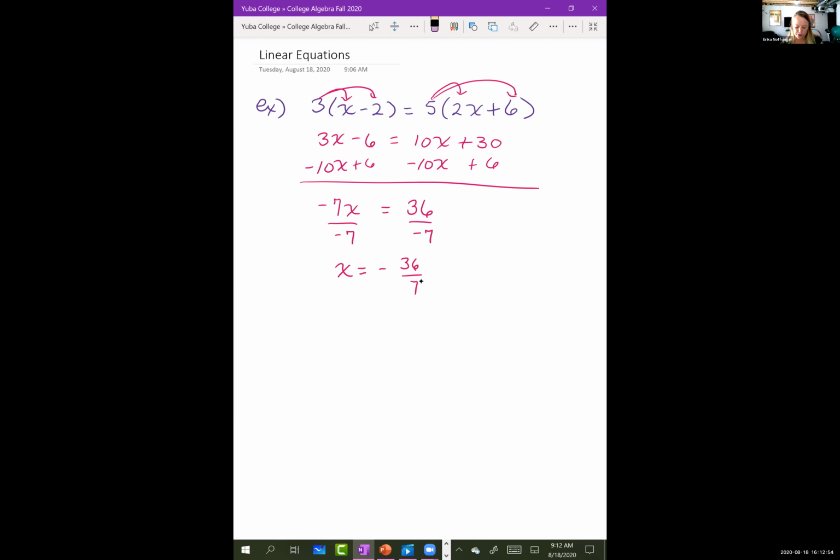Always reduce your fraction if possible. If I was doing this on MyMathLab and entering this in, I would read the directions and see how they wanted it. If they asked for a fraction, I would leave it like this. If they asked for a mixed number, then I would have to divide. 7 goes into 36 5 times with a remainder of 1, because 5 times 7 is 35. So we get negative 5 and 1/7. Or it could ask for a decimal, and we could do that too. If it doesn't ask for a particular form, then you could write whatever form you want.